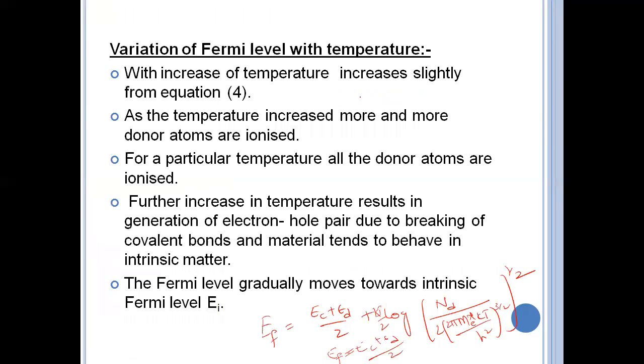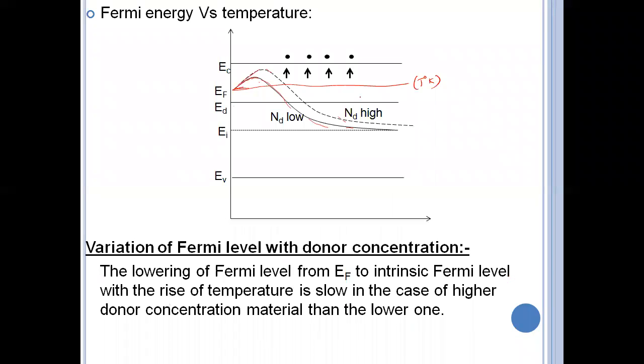So from the written part, you can see that as the temperature is increased more and more, donor atoms will be ionized. For a particular temperature, all donor atoms are ionized. Further increase of temperature results in generation of electron hole pairs due to breaking of covalent bonds, and the material tends to behave in an intrinsic manner. So the Fermi level gradually moves towards the intrinsic Fermi level. This is the variation of Fermi level with respect to the temperature and also the donor concentration.